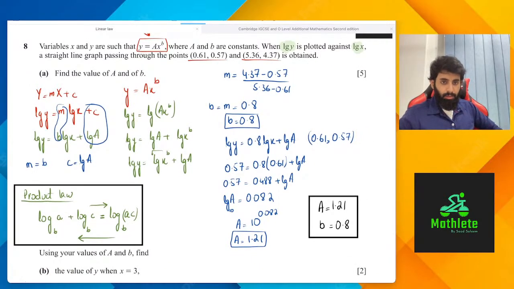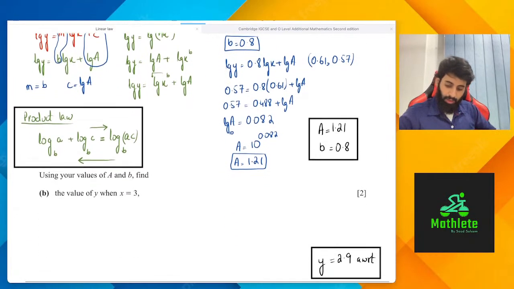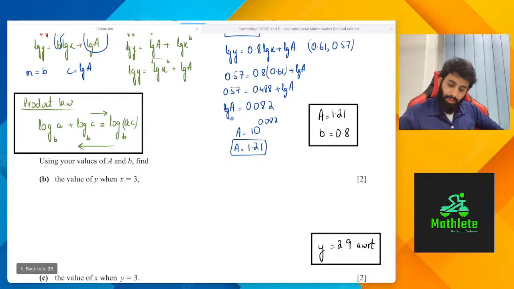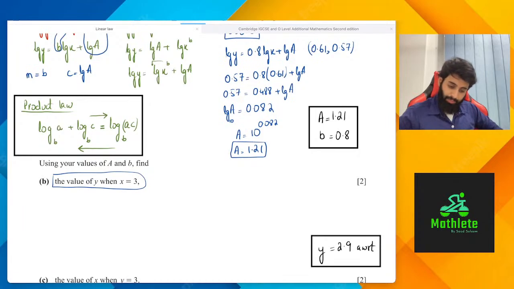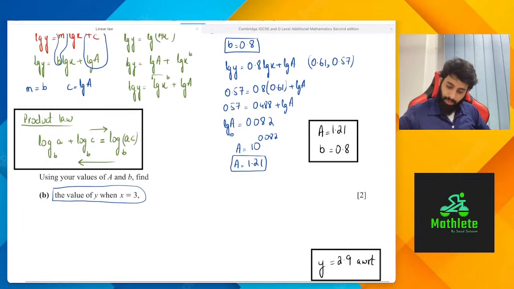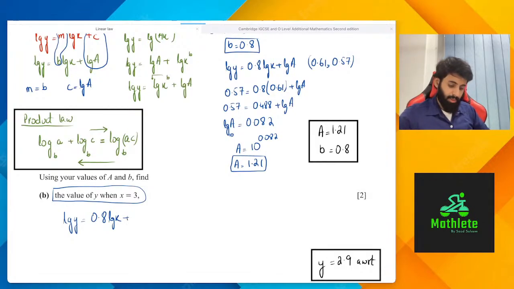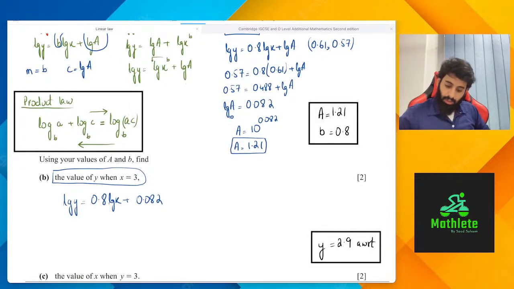Okay, so what do we have now? We have the value of A and B. Then it says using your values of A and B, find the value of y when x is equals to 3. So remember where did we reach? Our equation was LGY is equals to B, which was 0.8, LGX, and the whole LGA, which was equal to 0.082. Now, what do we have to find? We have to find the value of y when x is equals to 3. So LGY is equals to 0.8 LG3 plus 0.082.